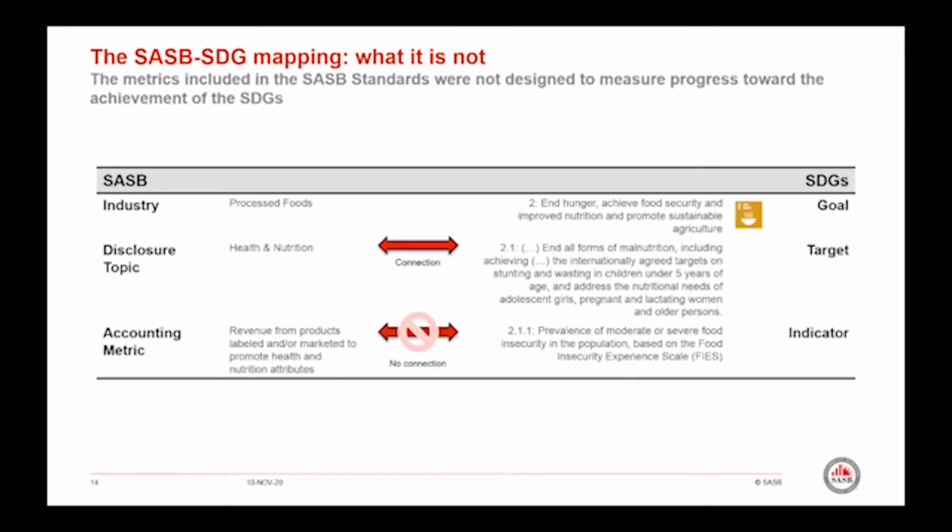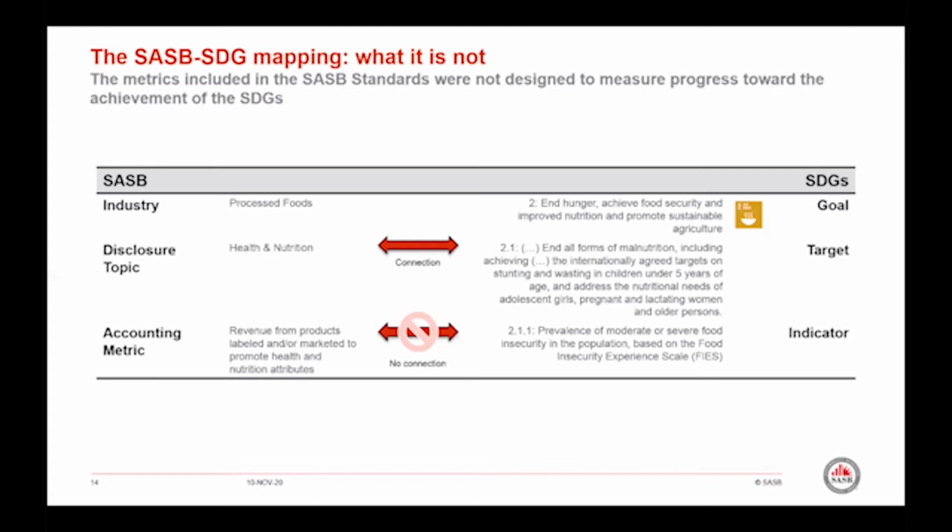So hopefully you're seeing this slide here, which shows a table with an example from the SASB side, from the processed food industry, and one of the SDGs that maps to a disclosure topic in that industry. So you see there that the processed food industry includes a health and nutrition topic that maps or connects to the SDG Target 2.1, which reads in part end all forms of malnutrition, including achieving targets on stunting and wasting in children under 5 years of age, and addressing nutritional needs of adolescent girls, pregnant women, and lactating women and older persons.